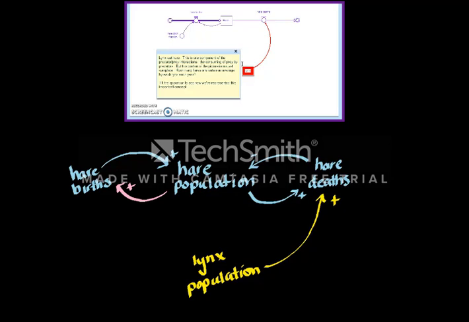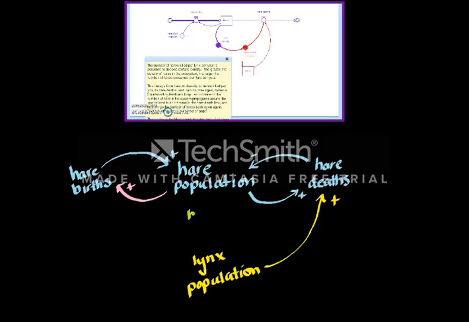Remember in our causal loop diagram that a plus means that two variables are directly related to each other. If one goes up, the other one's going to go up. If one goes down, the other one's going to go down. Remember that a minus means two variables are inversely related to each other. If one goes up, the other one goes down.